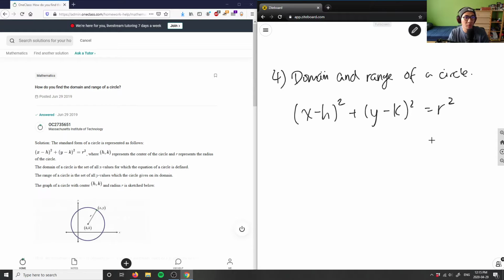So this here would be an equation of a circle, right? I have (x minus h) squared plus (y minus k) squared equals r squared, where h and k are the center of the circle, and r is the radius. So when I talk about domain and range, maybe I'll plot this as well. I'll sketch it for you to help show graphically what's happening.